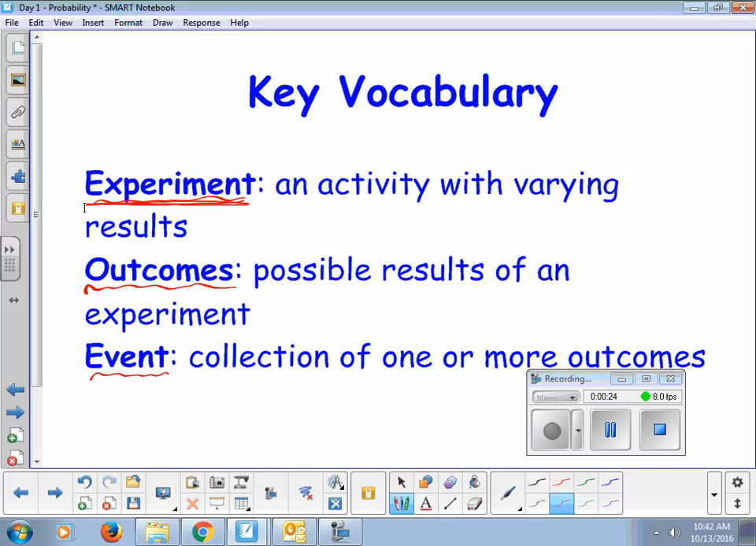Our next vocabulary word is outcomes, possible results of an experiment. And the third one is an event, which is the collection of one or more outcomes.